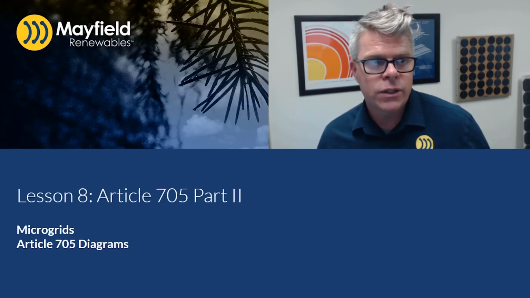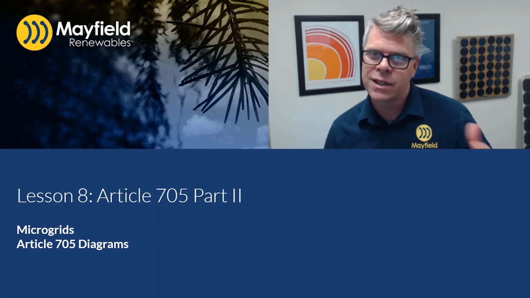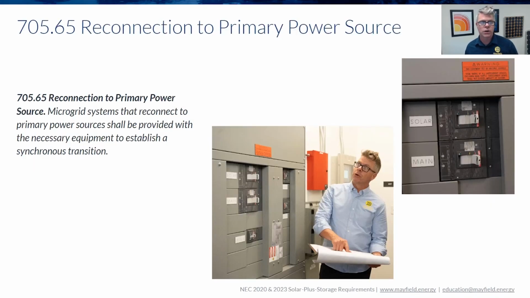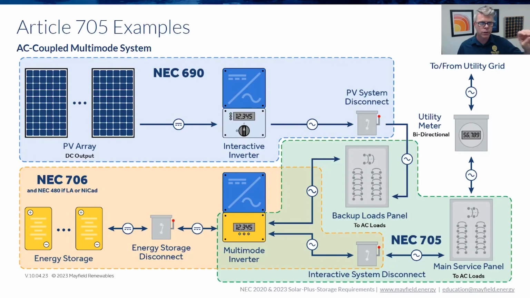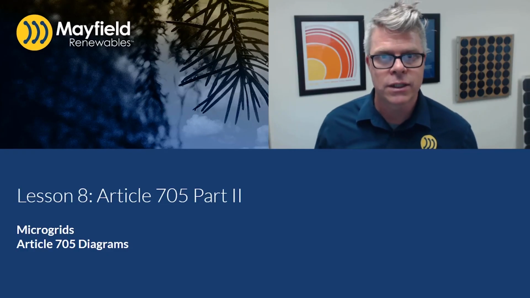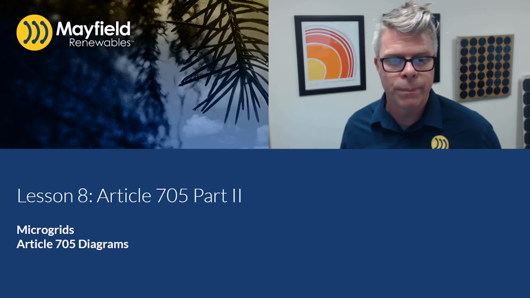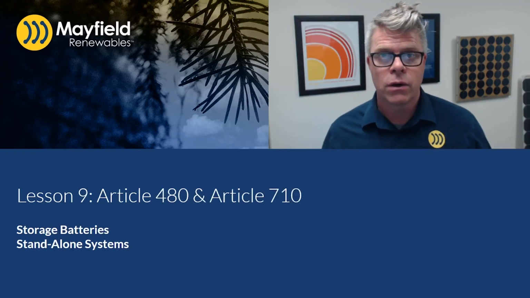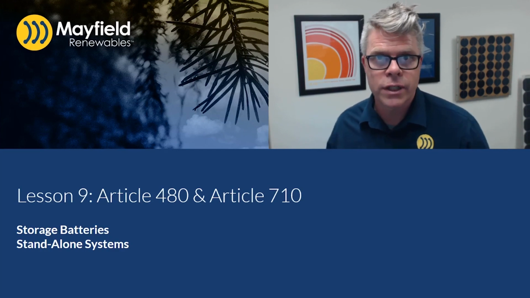We're now ready to get into Lesson 8, and this is the Part 2 of Article 705, and then we'll look at those diagrams, where 705 lands in terms of the reference to the rest of the systems and the other articles we've talked about earlier. So this is really going to be the last major lesson here. We'll do a conclusion at the end of all this.